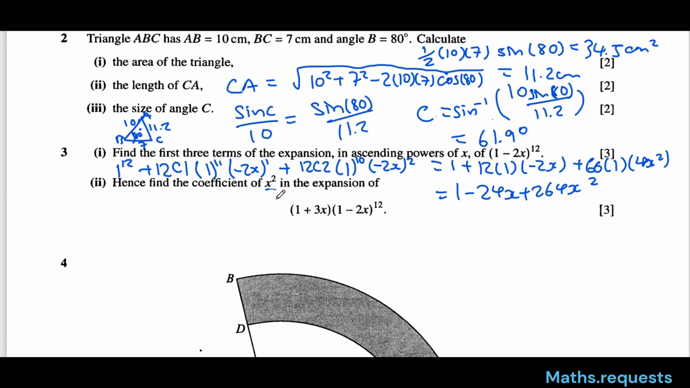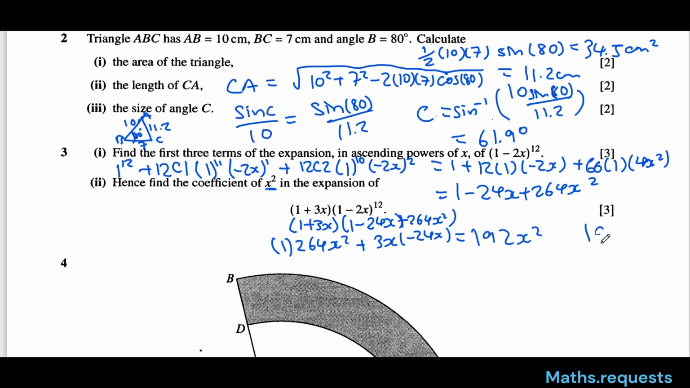Hence, find the x squared coefficient in the expansion of 1 plus 3x, 1 minus 2x to the power of 12. So because this is 1 plus 3x, the only values we need to worry about are the x squared and the x value. So 1 minus 24x plus 264x squared. Okay, and you know that when we expand it, the only values that will give x squared are 1 times 264x squared and 3x times minus 24x, which equals 192x squared. So the coefficient is 192.